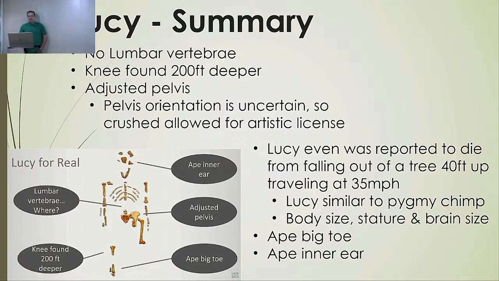Lucy is virtually identical to a pygmy chimp. Body size, stature, brain size. She has an ape big toe, and others of her supposed species have an ape inner ear. So it is fine to say that Lucy probably had an ape inner ear. All of these point to an ape, not to a human.